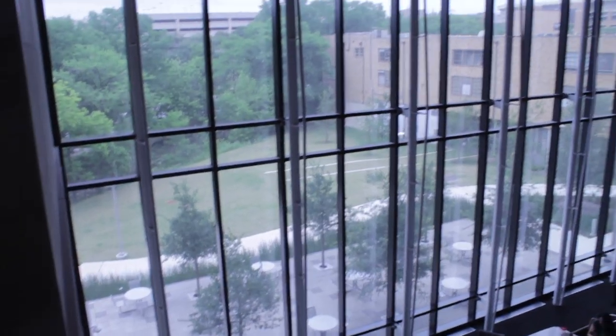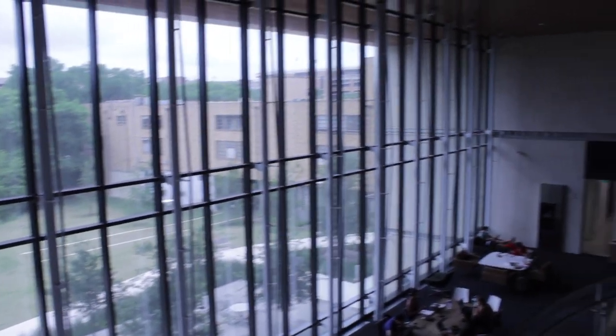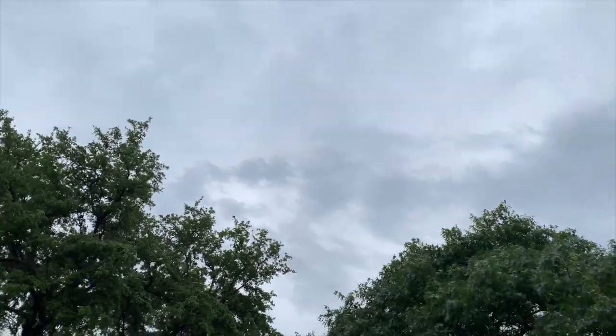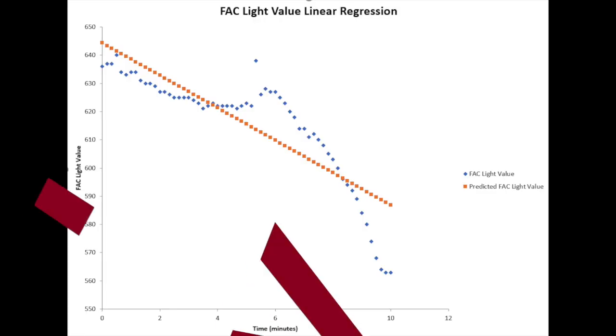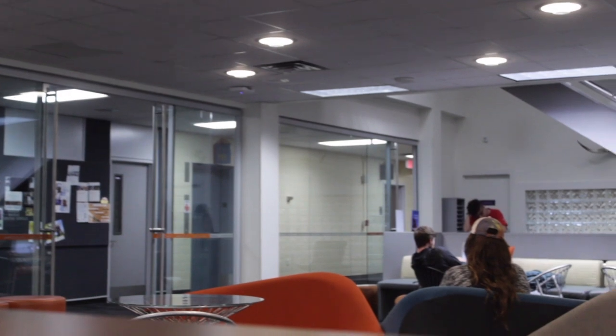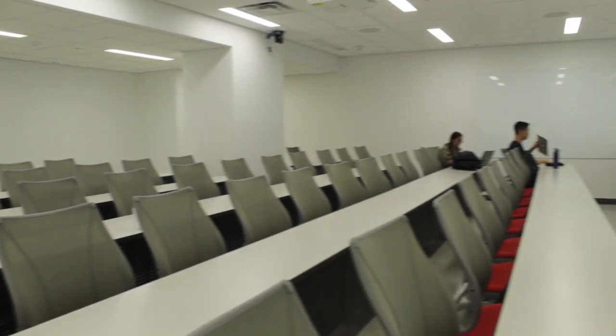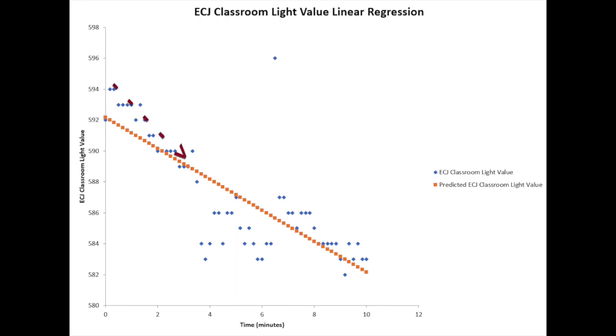Based on our parameters, the type of light is the same in the atrium and the FAC because they are both lit with natural light. However, the EER data was recorded at night and the FAC was recorded when it was cloudy, explaining the trends in the data. Similarly, the Union, ECJ classroom, and EER study room are all lit with LED light, so the light value should be constant and high. However, our data does not reflect this.